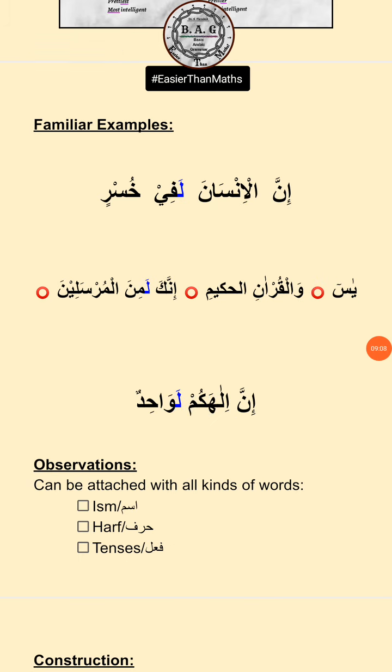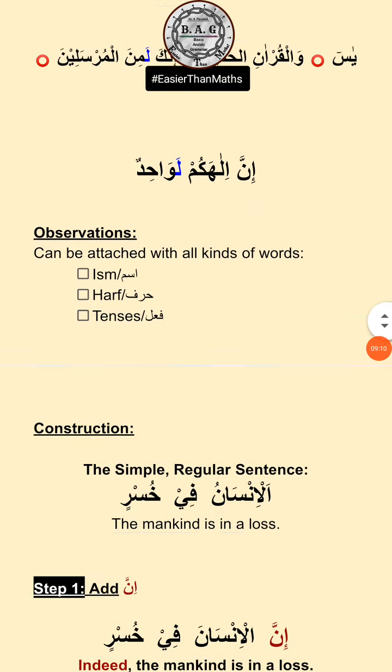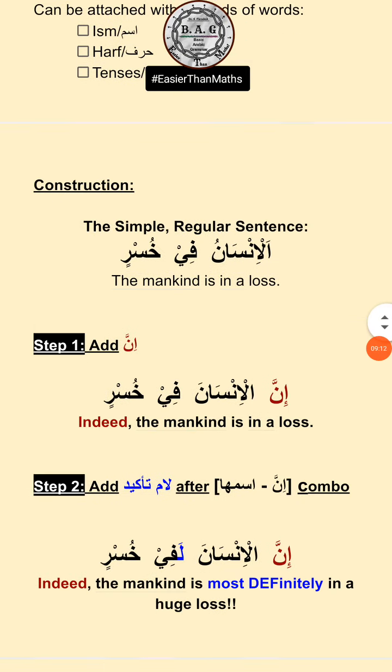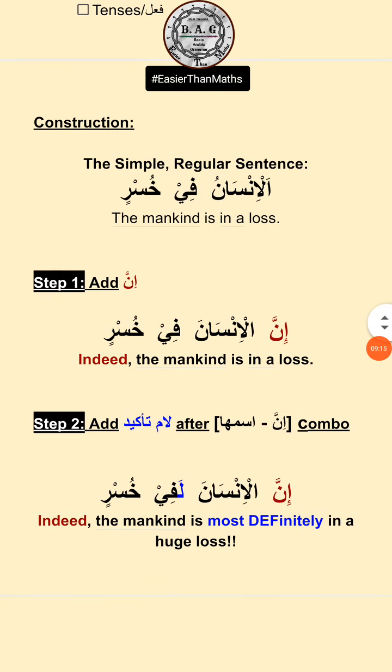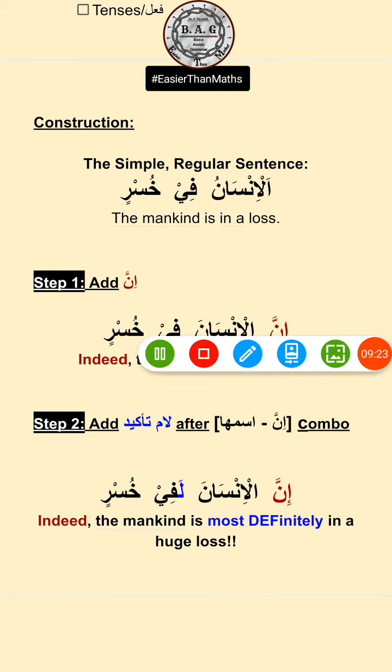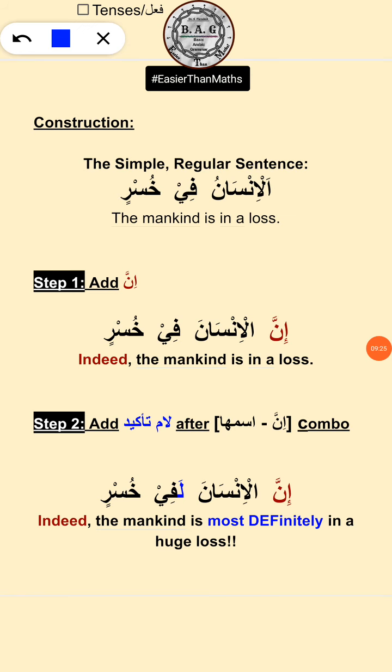So this is what. Now, how do we construct it? This is the second step, all right, and then we're going to see what exactly it does in a sentence, okay. So how do we construct it? Now, the simple and regular sentence is al-insanu fi khusrin. The mankind is in a loss. All right, a very simple regular sentence.